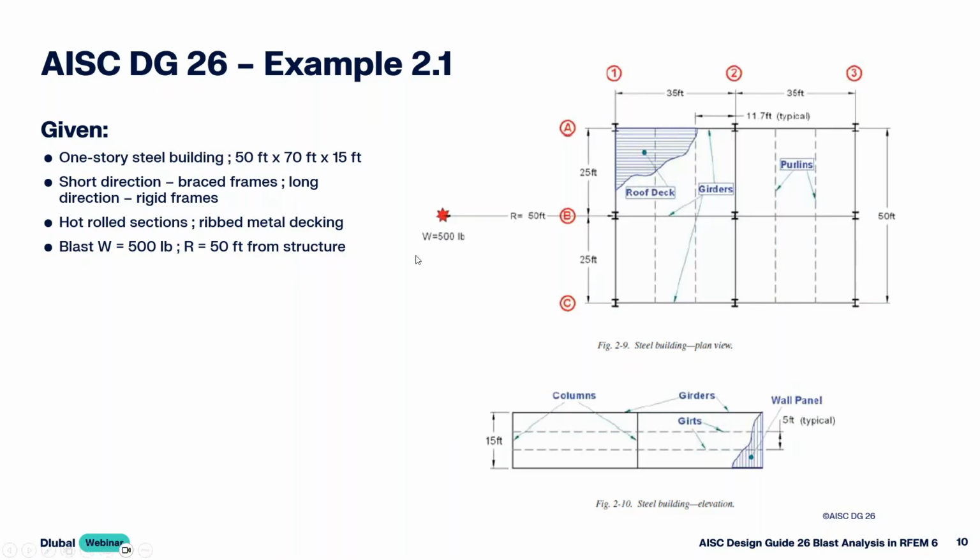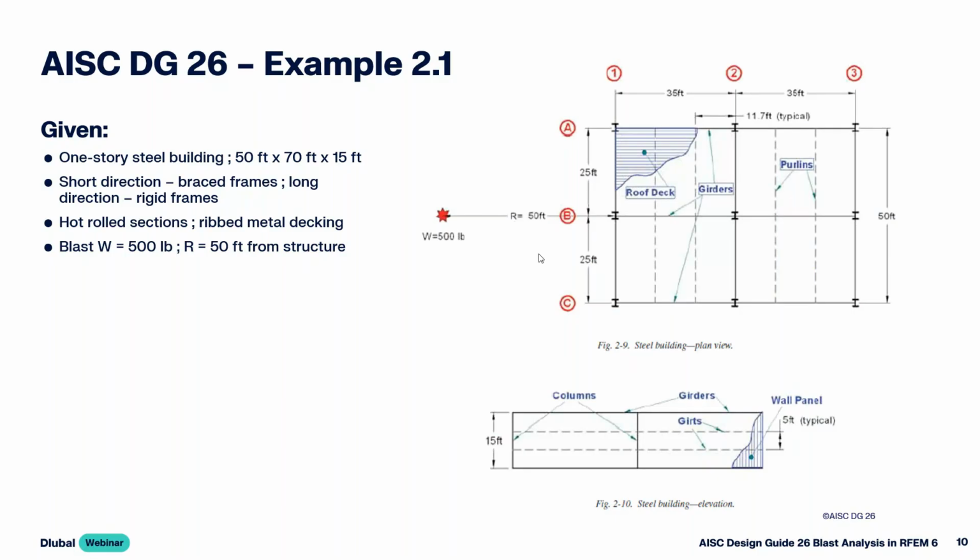And finally, we have the blast load itself. So the blast charge weight is going to be 500 pounds, and the charge distance is going to be 50 feet. So we can see this represented here, this blast load located 50 feet from the front face of the structure.